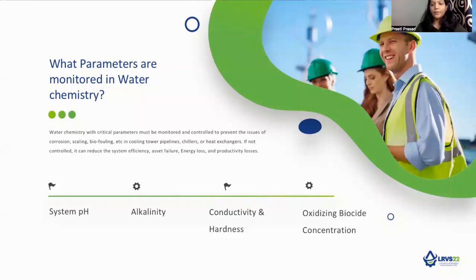And oxidizing biocide concentration, these are the chemicals which are used to inhibit microorganism growth. Unavailability of this can lead to microorganism growth and algae formation, which is not required by any system, and it needs to be corrected very soon.